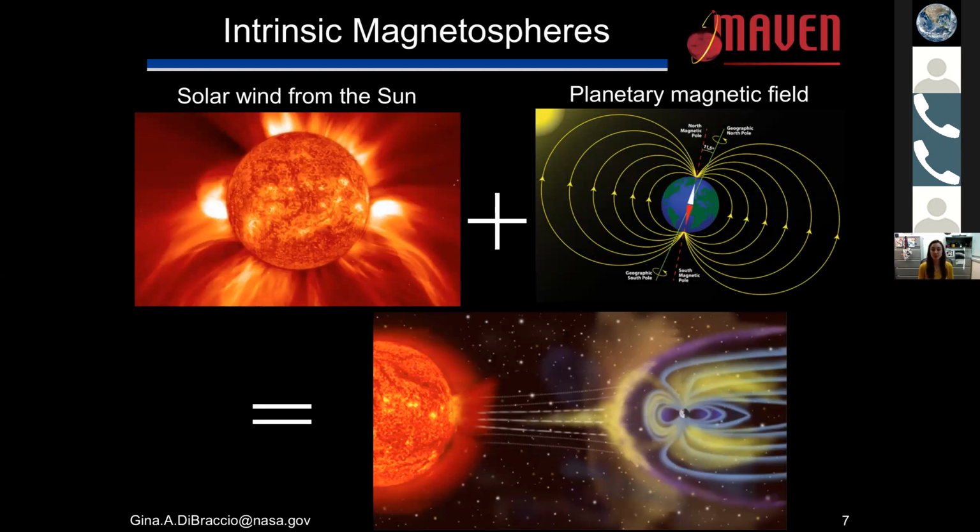It's called intrinsic because that magnetic field that is diverting the solar wind around the planet is intrinsic to the planet. So this is an intrinsic magnetosphere.